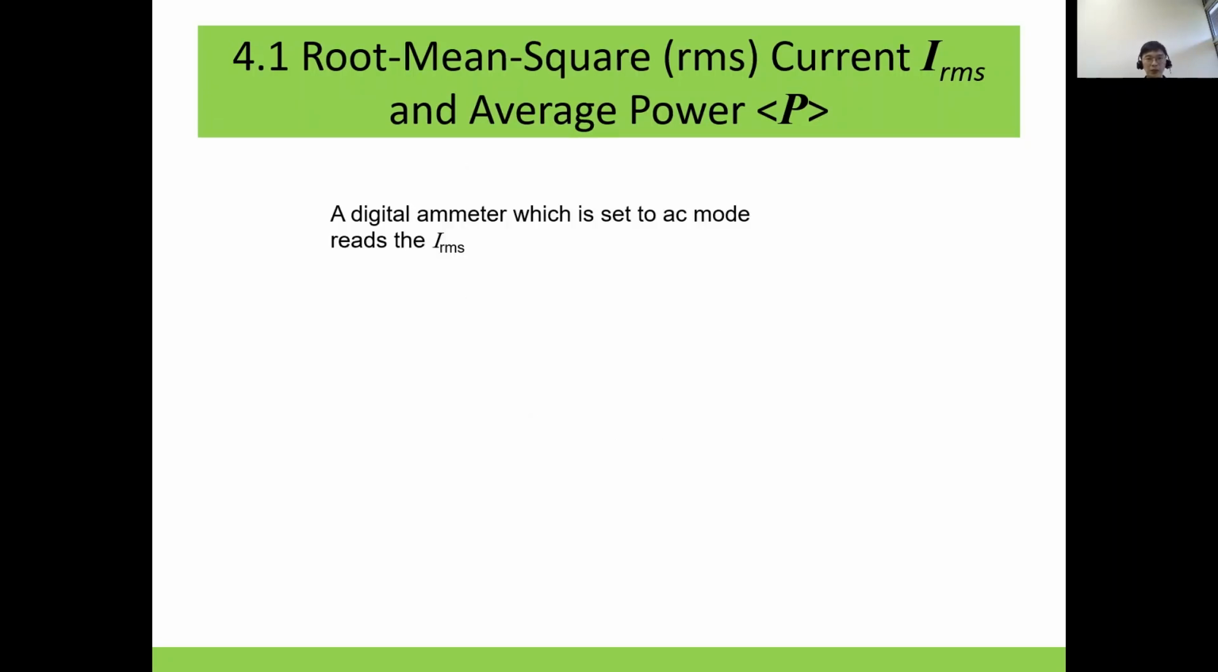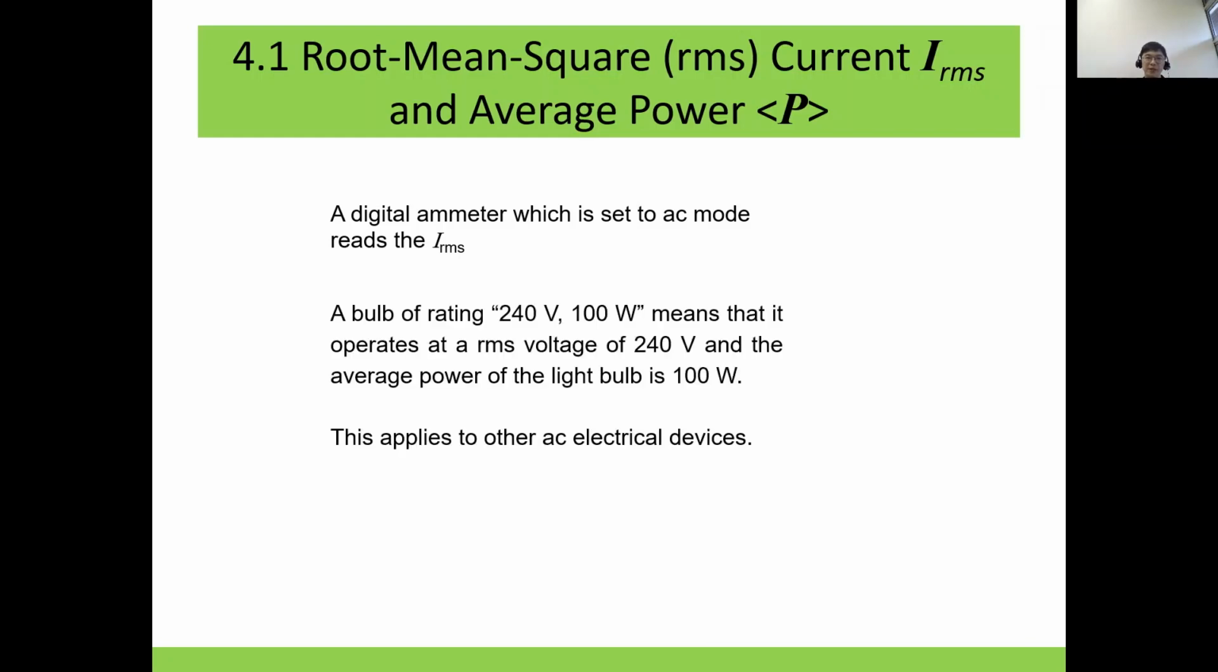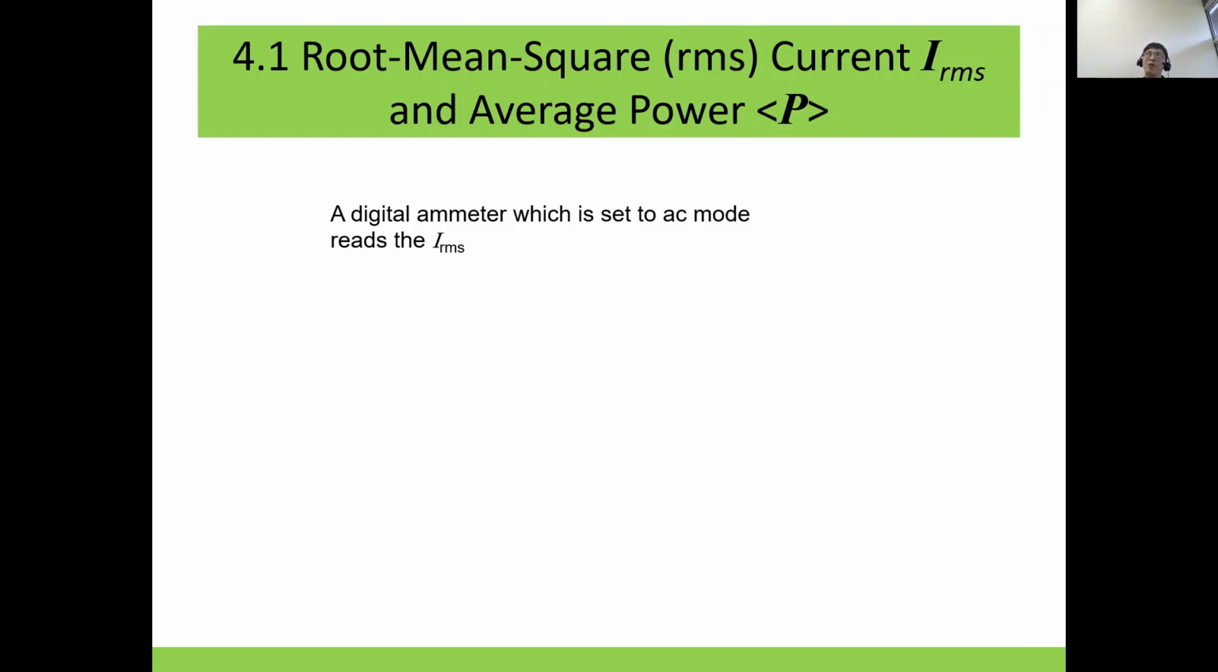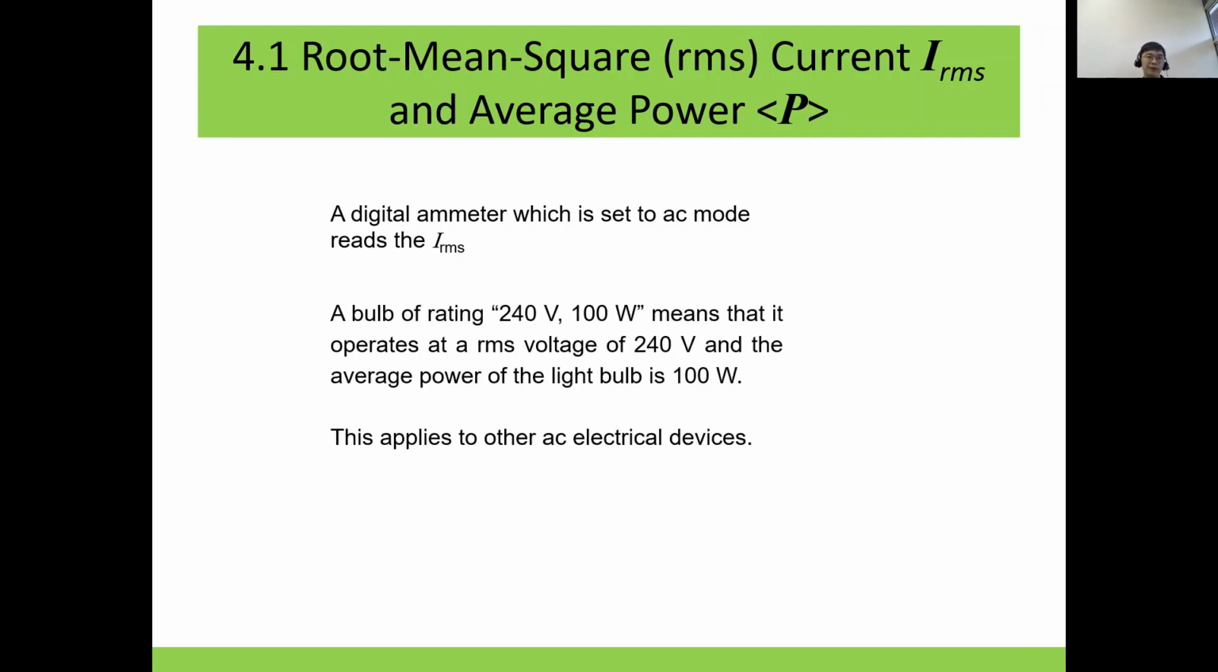So a digital ammeter that's set to AC mode, this is for those who are interested, reads the I_RMS. In our practicals in the A levels, we generally don't use AC because of the dangers that it can come with.